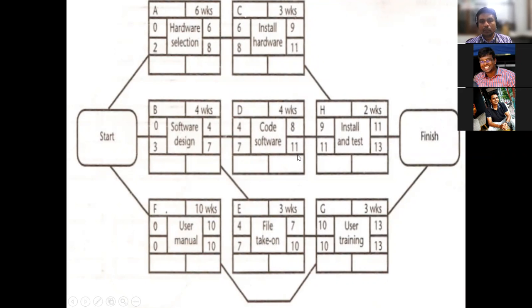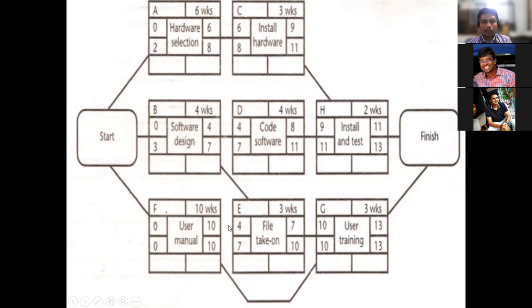And here, if you've seen, 11 minus 8 is going to be 3. And similarly here, 7 minus 4 is going to be 3. And here also 11 minus 9 is going to be 2, and 8 minus 6 is going to be 2. So here we have slack values: 2 is here, 2 is here, 2 also is here, and here also 2 and 2.